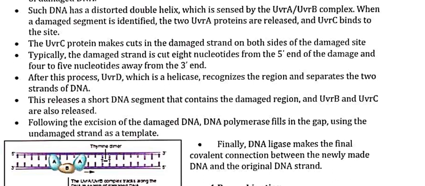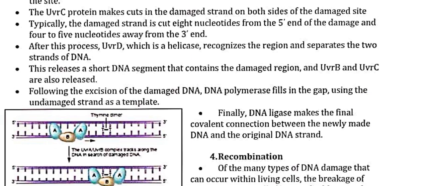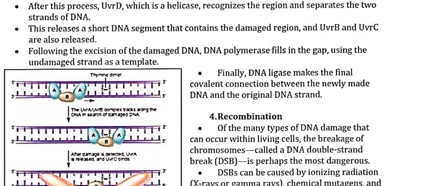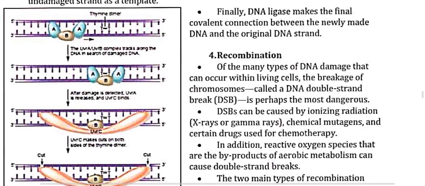Typically, the damaged strand is cut 8 nucleotides from the 5' end of the damage and 4 to 5 nucleotides away from the 3' end. After this process, UvrD, which is a helicase, recognizes the site and separates the two strands of DNA. This releases a short DNA segment that contains the damaged region, and UvrB and UvrC are also released. Following the excision of the damaged DNA, DNA polymerase fills in the gap using the undamaged strand as a template. Finally, DNA ligase makes the final covalent connection between the newly made DNA and the original DNA strand.